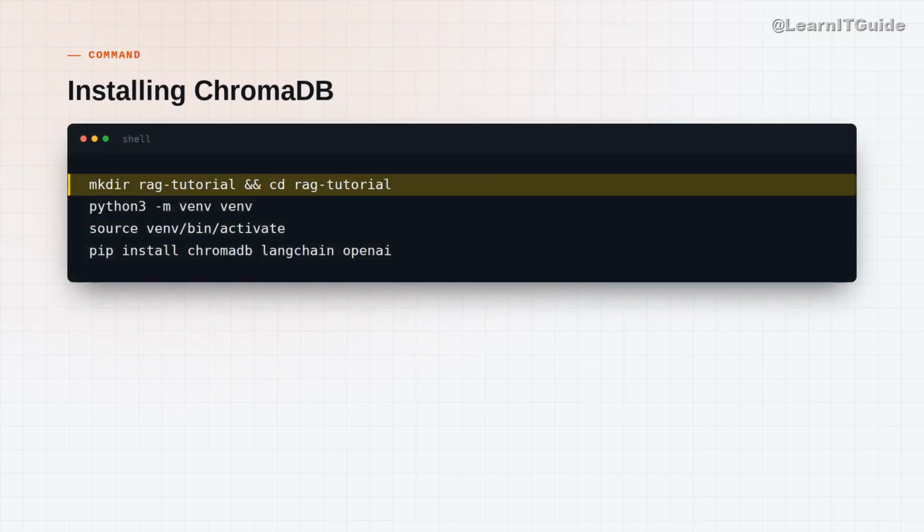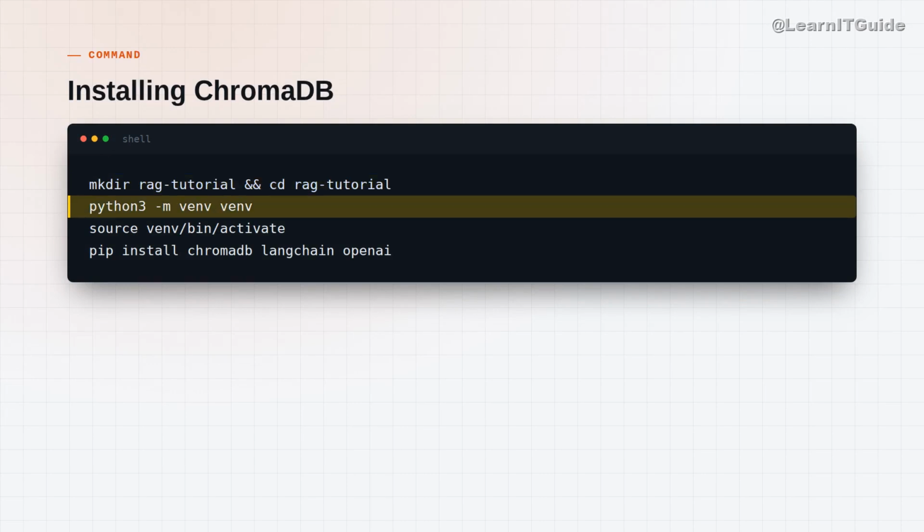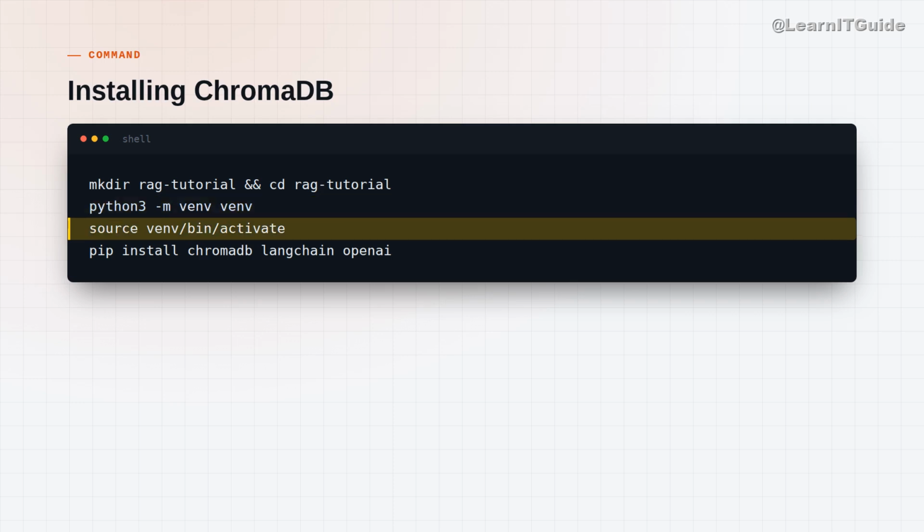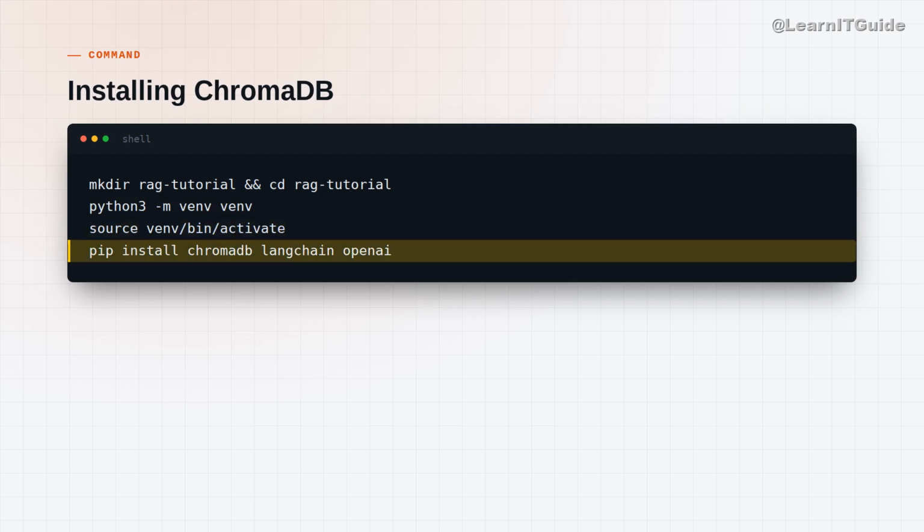First, we create a project directory to keep our files organized. We then initialize a Python virtual environment. This is absolutely critical to avoid dependency conflicts on your system. Once the environment is active, we install our core libraries. We are using ChromaDB as our vector database because it is lightweight and perfect for local development. We also install LangChain, which is the framework that glues everything together, and the OpenAI client to handle our model requests. Run these commands in your terminal exactly as shown to set up your workspace.